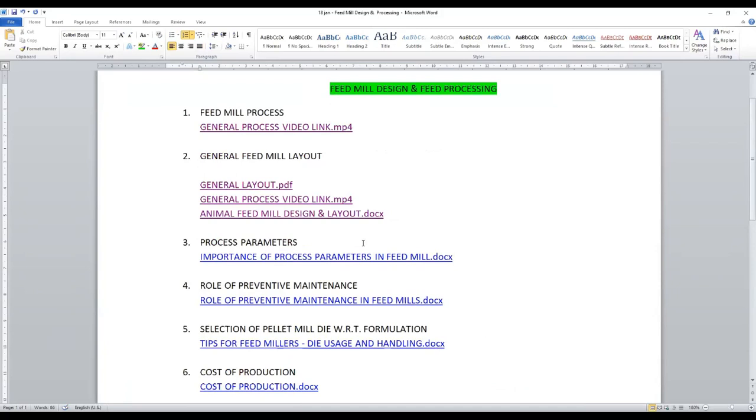Then the next is the importance of process parameters in feed mills. Like we compare the feed mills. This machinery is good, this German technology is good, or this supplier is not good. We generally rate with the brand names. What we can do, we can rate the machine quality with respect to the process parameters.